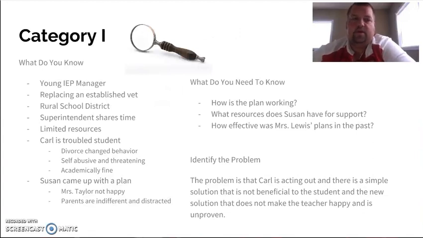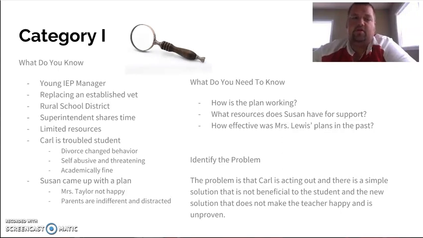So category 1, what do we know? We know that she's a young IEP manager. She is replacing someone who's been there for 25 years in a rural school district that has people who are set in their ways. The superintendent shares time, so once a week, and for the IEP meeting, the superintendent wasn't there. The assistant superintendent was, which was an administrator at the school. They have limited resources because it's a small district.